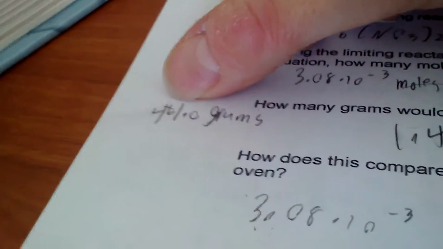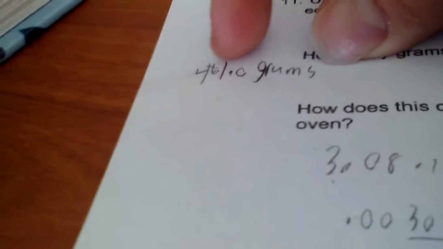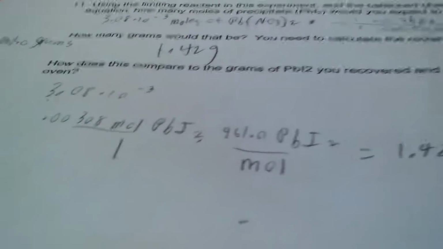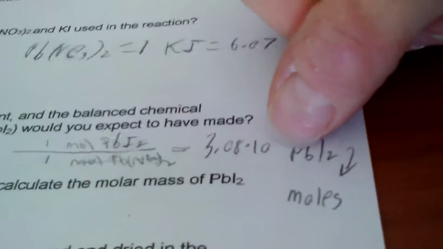Well, what does that matter? That tells us how many grams we should have made if we use this molar mass, which Zach has nicely written in the edge here. Remember on the last page we found that the molar mass of lead iodide was 461.0 grams. So we're going to use that molar mass to convert the number of moles of lead iodide to grams of lead iodide.